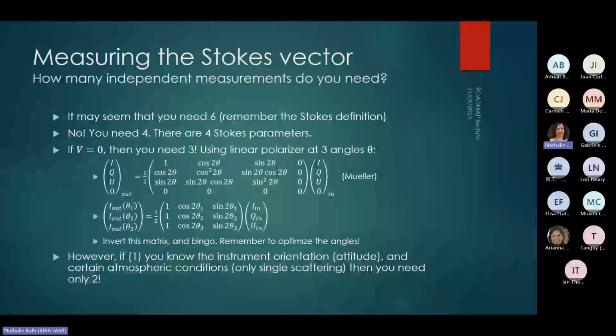And using a linear polarizer at 3 angles, you can show, this is the Müller matrix for a linear polarizer. Incoming Stokes vector, this is the outgoing Stokes vector. You take the first row, multiply it with the incoming Stokes vector, and evaluate this equation at 3 different angles. You have 3 measurements, you just invert this matrix, and bingo, you have your Stokes vector. That's how it works. It's very simple.